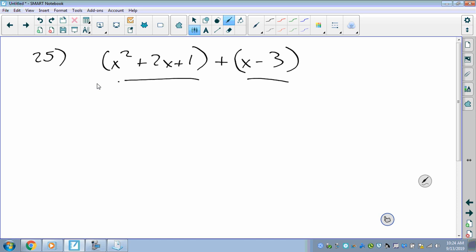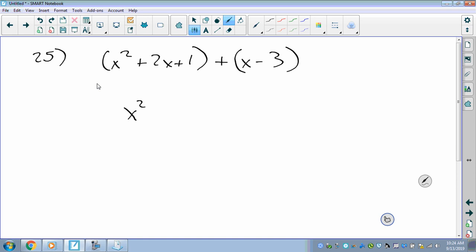Yes? Okay, so over here, I have an x squared. Do I have a like term I can add to x squared? No, very good. So what are we going to do? Just bring that down, right? How about this one? Do I have anything I can add to this 2x? Yes, x. So that would be 3x. You okay with that?